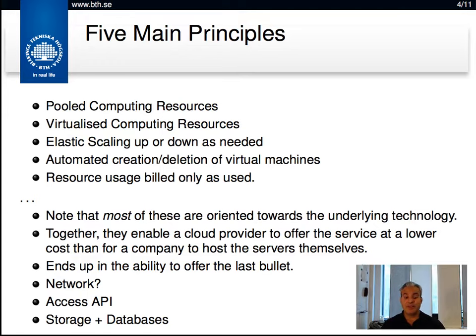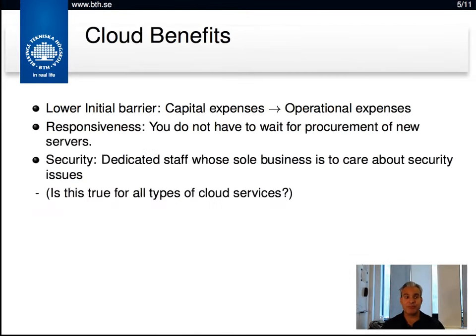There are other things here as well, which we don't have to worry about, or we have to worry about in some sense, but to a lesser degree, which is the network. What type of network connection does the cloud provider give you access to? How do we access the machines or the services? Is it via a web interface? Is there a programmable API to get access to them? And how does the cloud provider deal with storage and databases and such things? What's the level of service they actually provide us with?